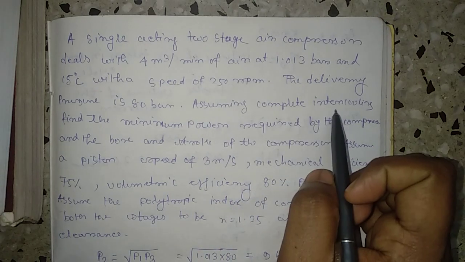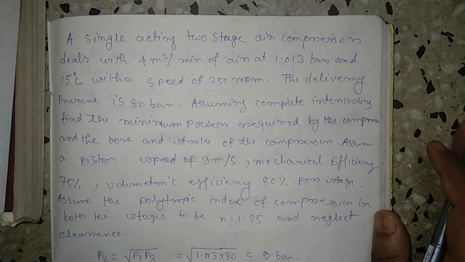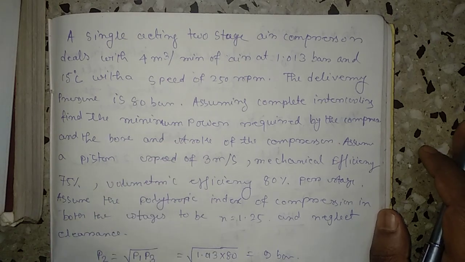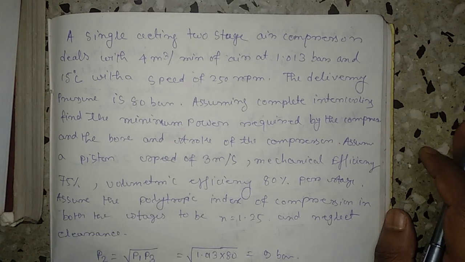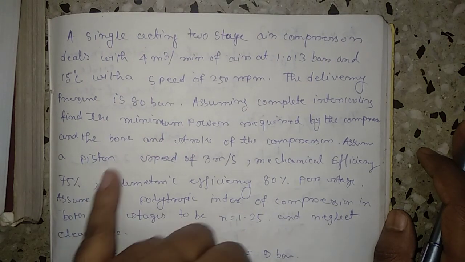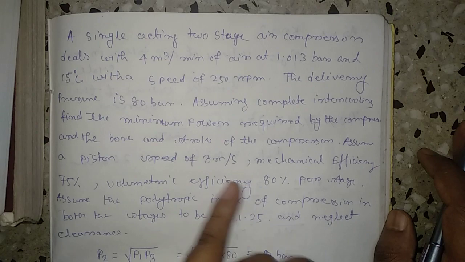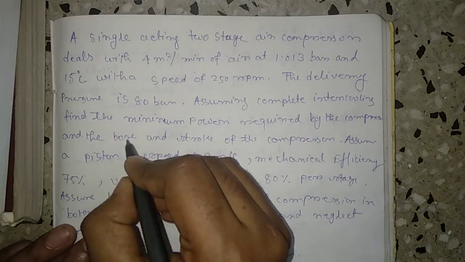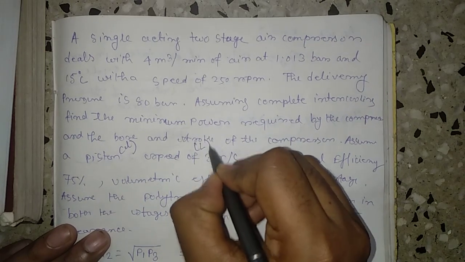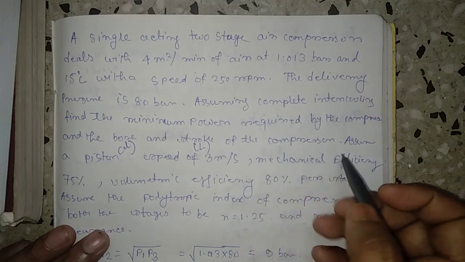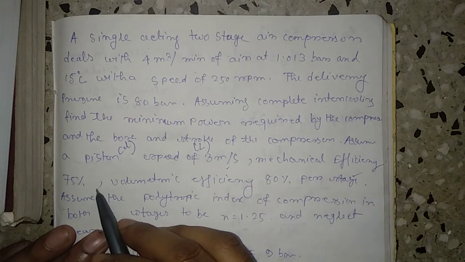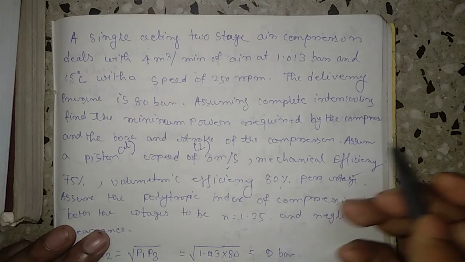Assume complete intercooling, meaning the intercooling process takes place perfectly. Now you have to find the minimum power required by the compressor. This is the first part of the numerical. And you have to calculate the bore and the stroke of the compressor. Bore means the diameter of the cylinder, and stroke means the length of the cylinder. Assume the piston speed is 3 meter per second and mechanical efficiency is given as 75%.